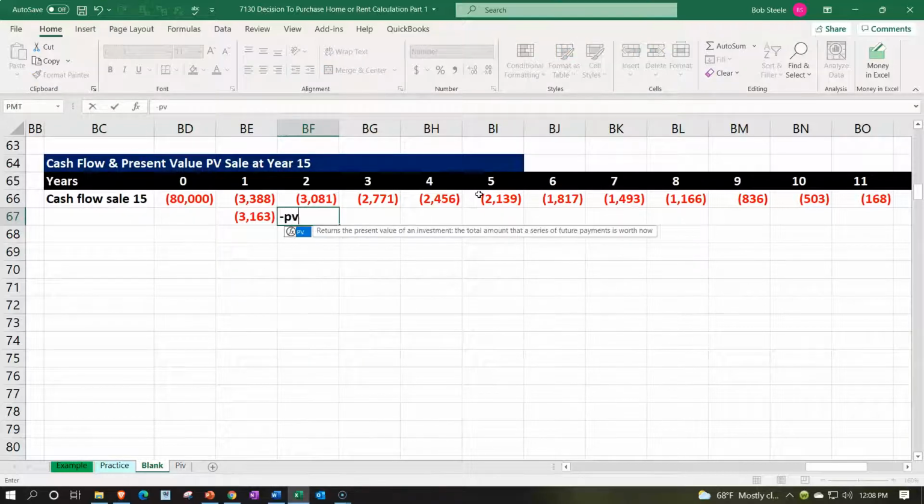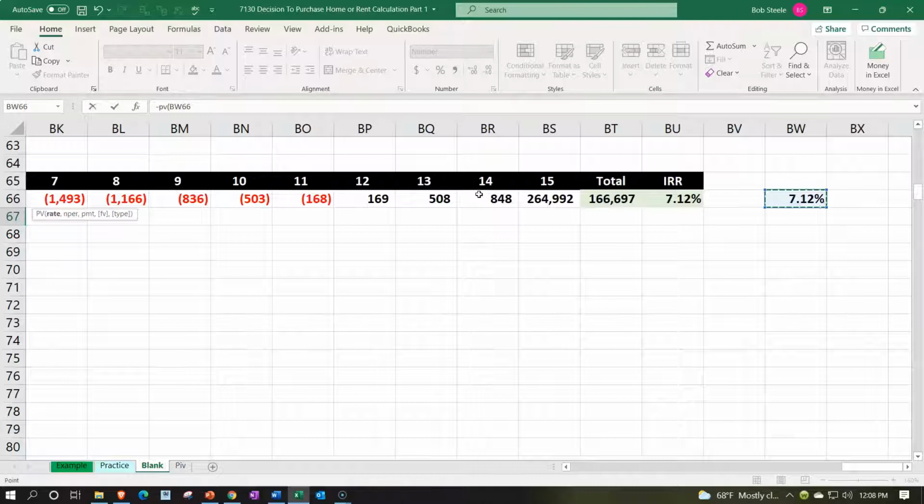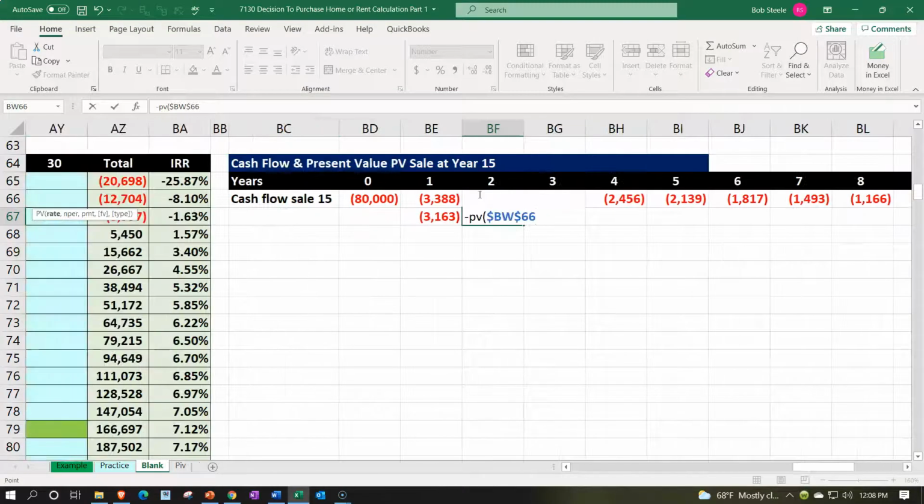Negative present value, shift 9, rate is going to be this item on the left-hand side, the 7.12, F4 on the keyboard, making it absolute, comma. The number of periods is 2 now, pulling that 2 from the item up top, not hard-coding it so we can copy it across, comma. No payment because it's not an annuity, but present value of 1, comma. And then we'll pick up the amount and enter.